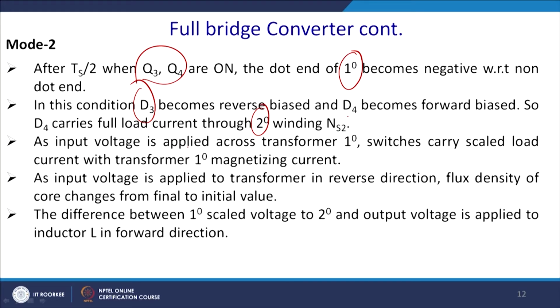As input voltage is applied across the transformer, the switches carry the scaled current along with the primary magnetizing current. As input voltage is applied to the transformer in the reverse direction, the flux density in the core changes from the final to the initial value. The difference between the primary scaled voltage and the secondary scaled voltage and the output voltage is applied to the inductor L in the forward direction.